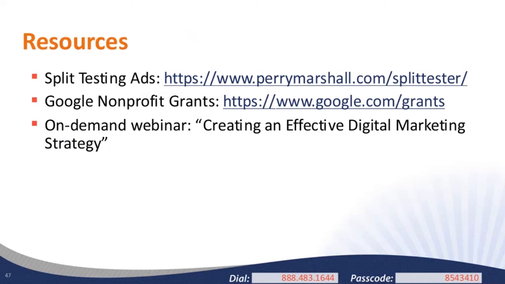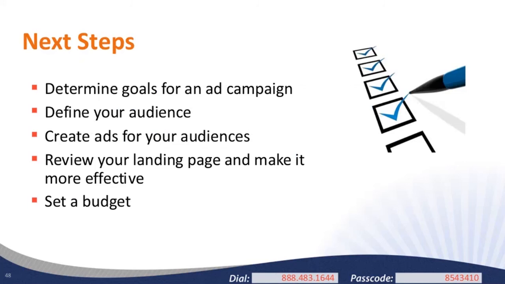And before we close, here are a few things you can do to start thinking about a digital ad campaign. Number one, determine the goals for the ad campaign. Define your audience. Create ads for your audience. Review the landing page and make sure it's effective. And finally, of course, set a budget that's realistic and that you'll be able to manage.